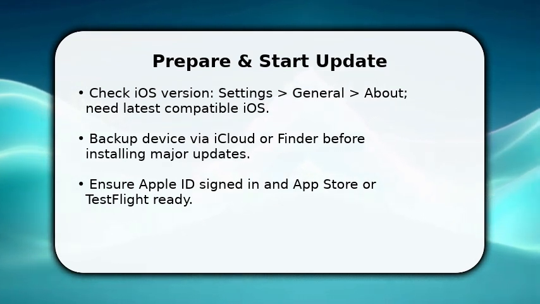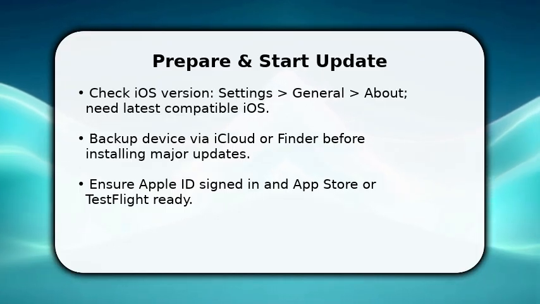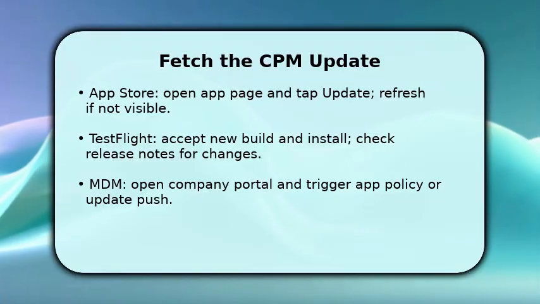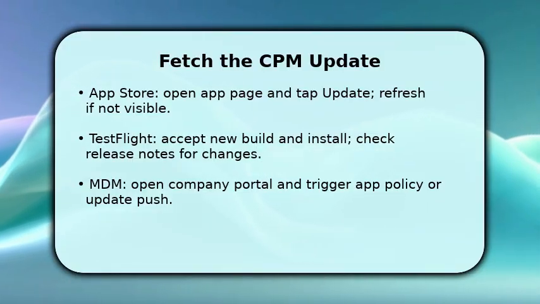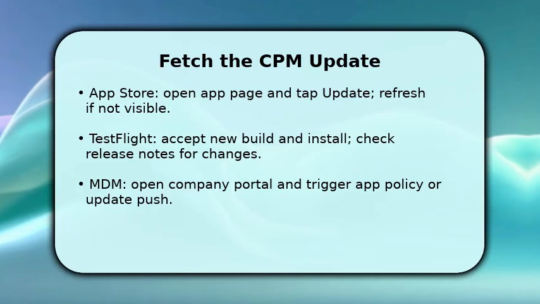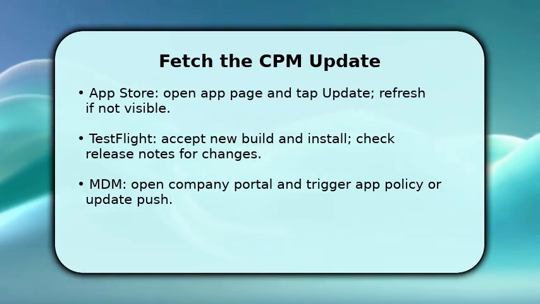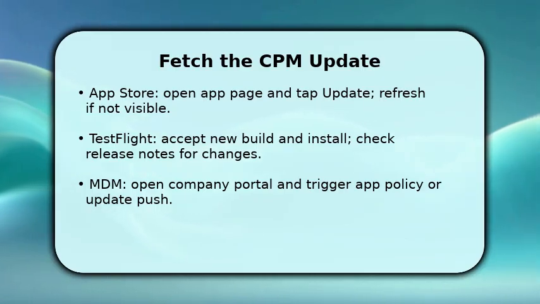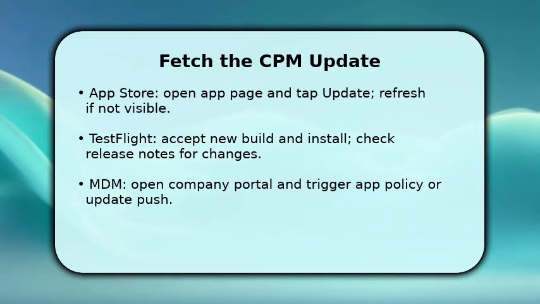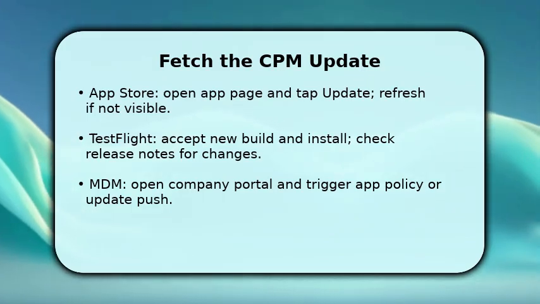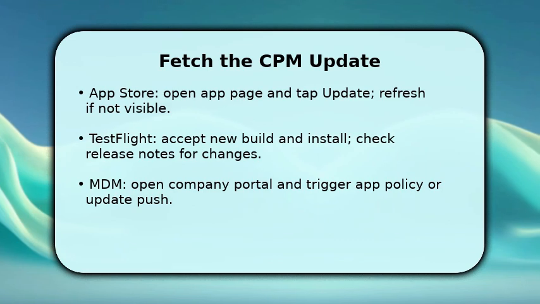actual update. You now fetch the CPM update through the correct channel. If it's on the App Store, pull down to refresh the Updates tab and tap Update on the CPM app. This ensures you get the signed production build. If it's via TestFlight, accept the new build and install, because TestFlight delivers beta-specific entitlement changes. For managed devices, use the company portal or MDM profile to trigger the update push so configuration and entitlements deploy correctly. Once installed, confirm the version in App About or Settings.